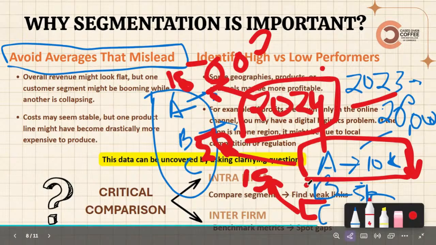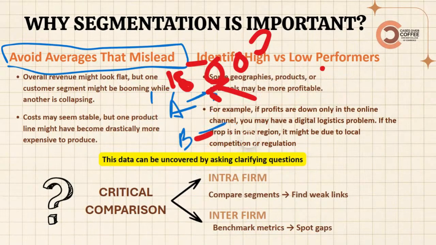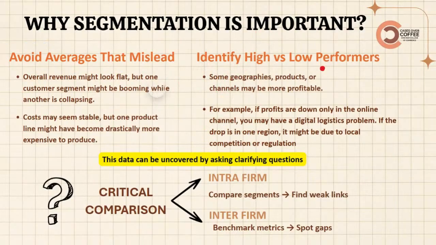In the other geographies it is unchanged, but the overall revenue has fallen. So instead of taking the average, we'll try to segment things in order to find out where the problem lies.